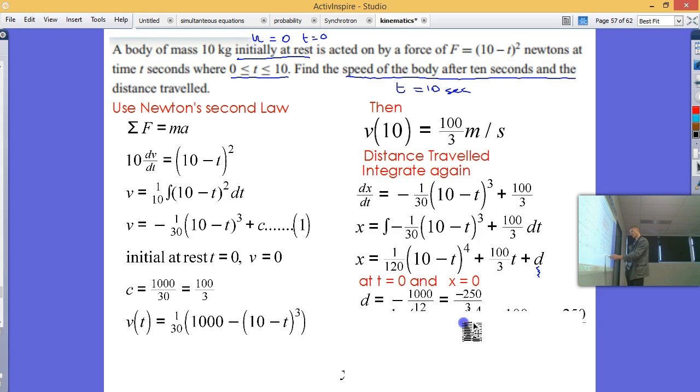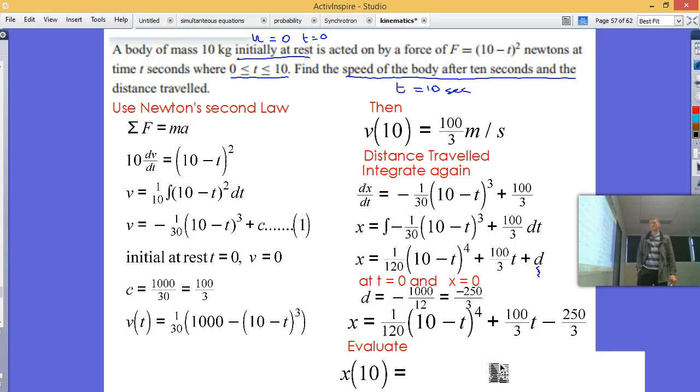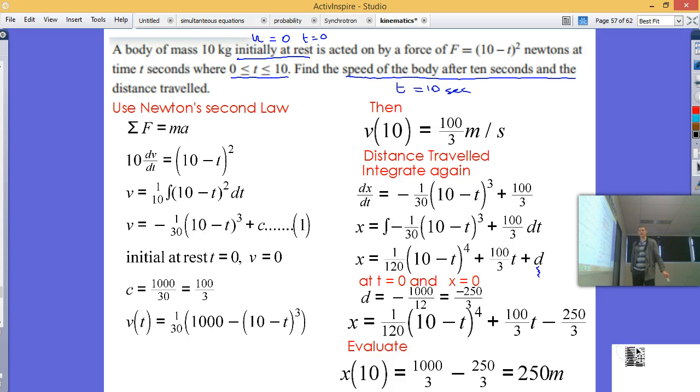So I'm going to plug that in, and I get a value for my integration constant d. Check for yourself if you don't believe me. And there's my position rule. Okay, all together. Now, what is the position when time is 10 seconds? I can substitute that in and evaluate, and I get my result, 250 meters. Very nice.